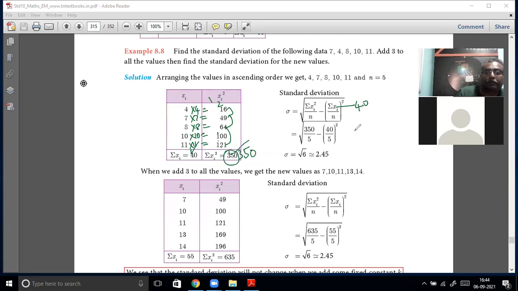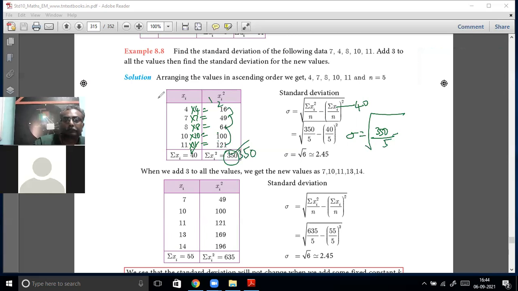Now substitute. Sigma is equal to root of sigma x of i squared, 350, divided by n, which is 5, minus sigma x of i, 40, divided by 5, the whole squared. 40 by 5 is how much? 8. Very good. Then 350 by 5.